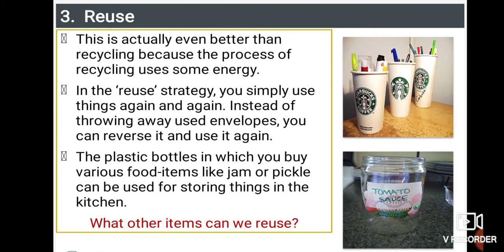Instead of throwing away used envelopes, you can reverse them and use them again. The plastic bottles in which you buy various food items like jam or pickle can be used for storing things in the kitchen. What other items can we use? A number of paper cups, or other bottles, can be used for decorative purposes for our homes, by coloring or painting them, or by doing other handmade work, so that they become colorful, and we can recycle and even reuse them, so that there is no wastage.